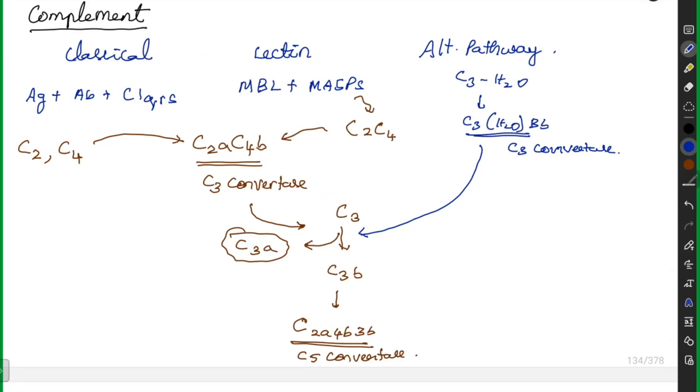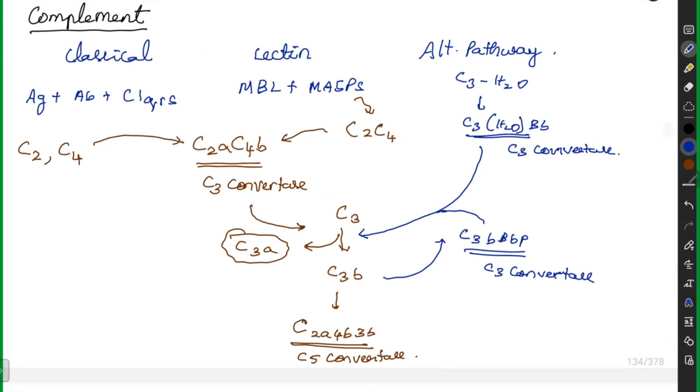But the problem here is that the C3 has to get amplified. How does the C3 convertase get amplified? The C3b is going to come back as C3bBb. This will feel like you are memorizing. Again they are going to act as a C3 convertase and this cycle is going to get repeated. Okay? So now I have memorized this, sir.